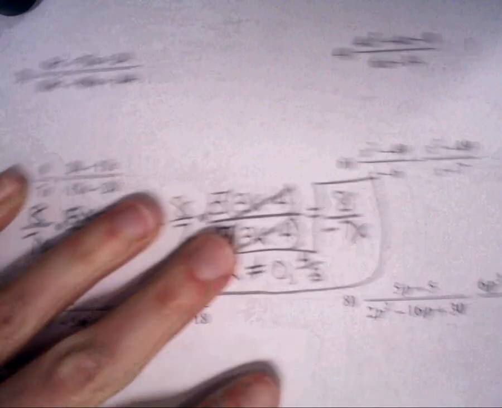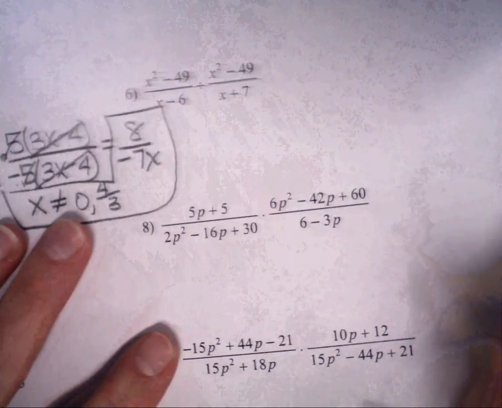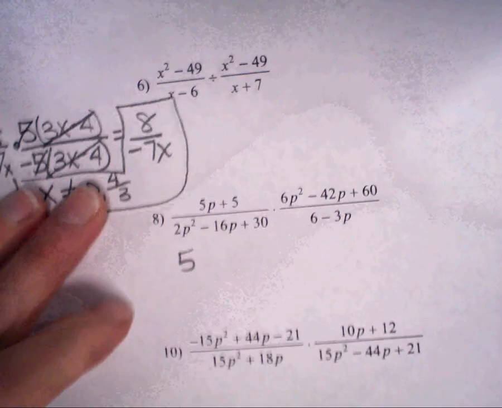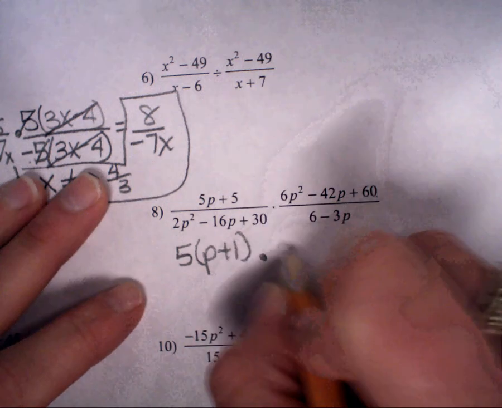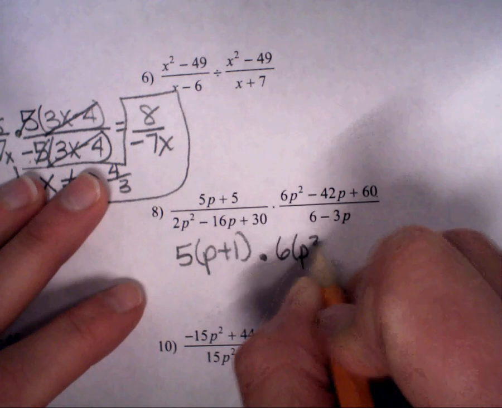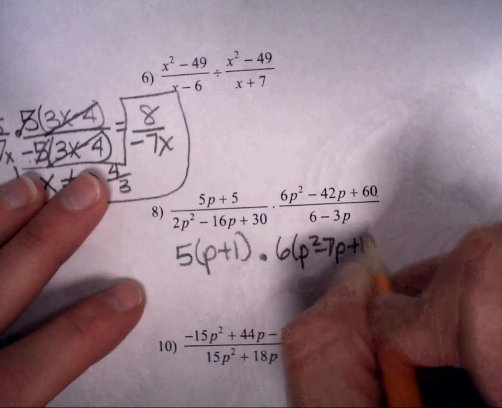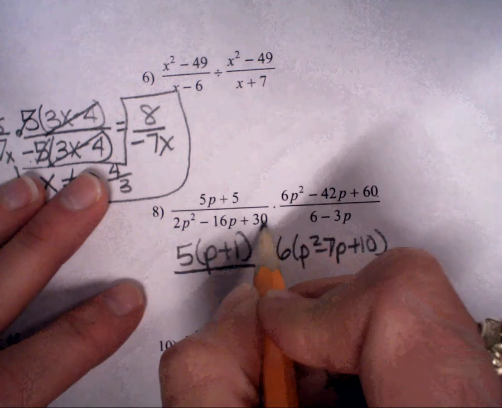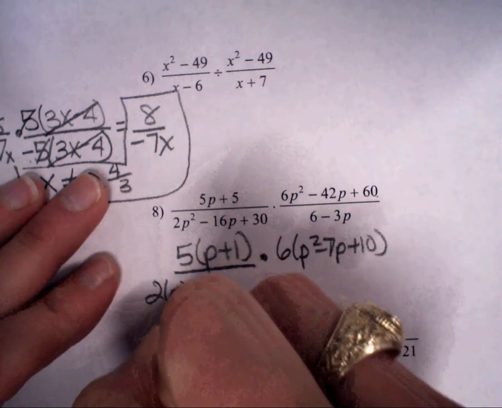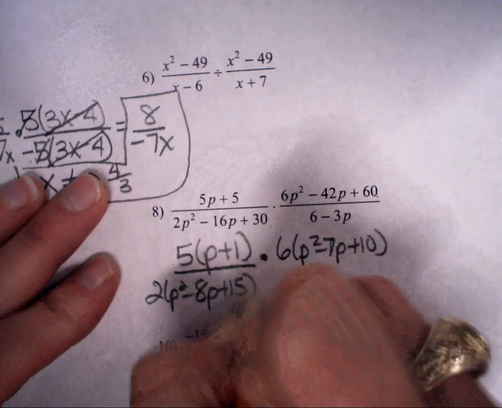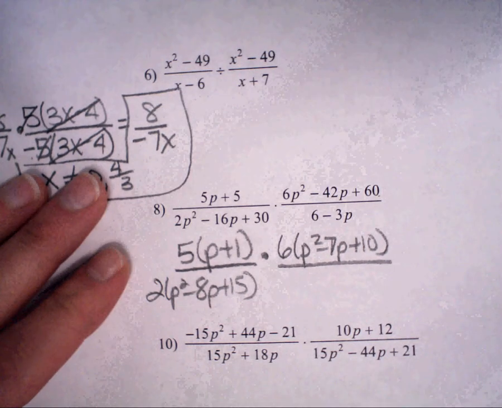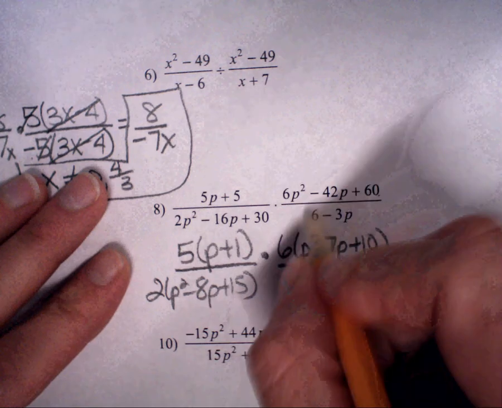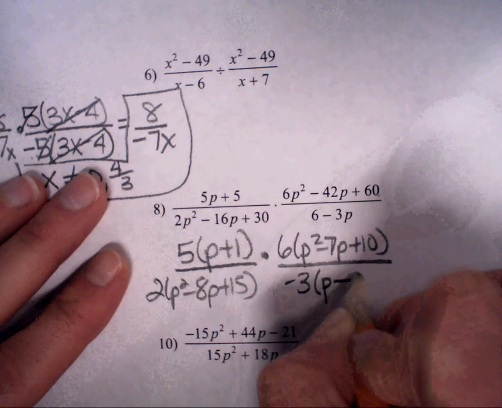So, I changed my mind. I kind of want to work number 8. So number 8, I'm going to factor, and there's no flipping because there's no division. I'm going to take a 6 out here. I'm going to take a 2 out here. Notice what I am doing first every time. I am factoring. I'm also going to flip this order and take a negative 3 out. So it's p minus 2.